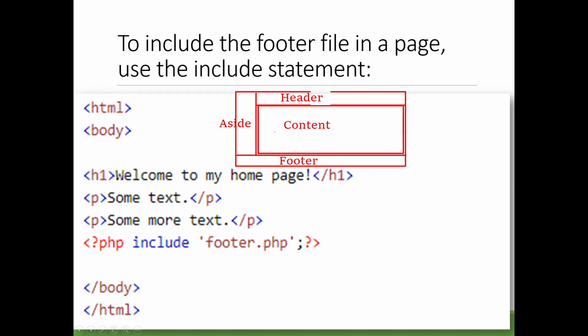What does that tell you? What that tells you is that we can save this part of the code as header.php. Then we save this part of the code as aside.php. Then save this part of the code as footer.php. Then in every page, we simply include them.